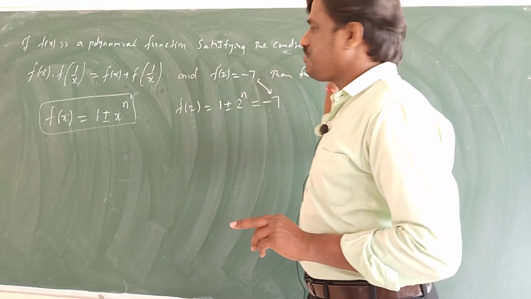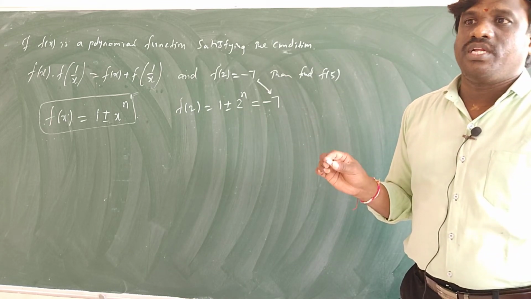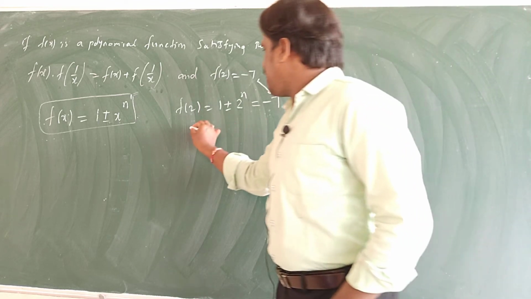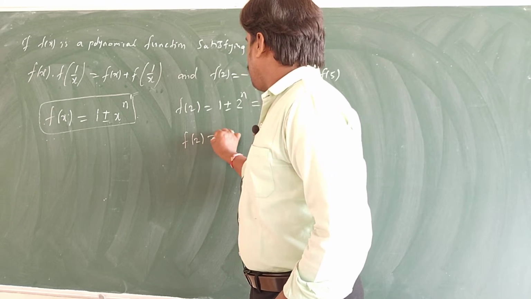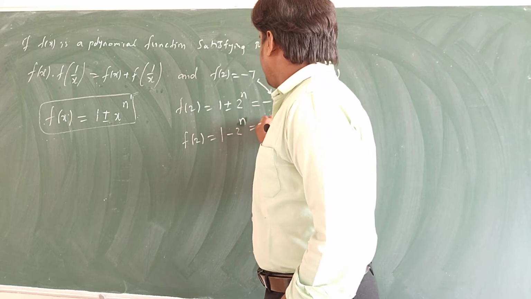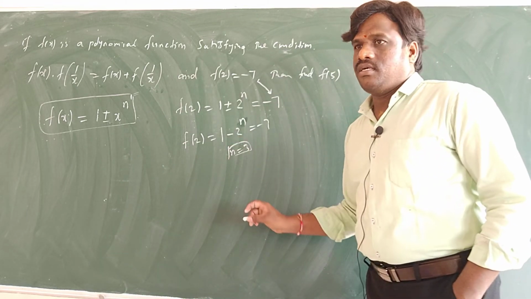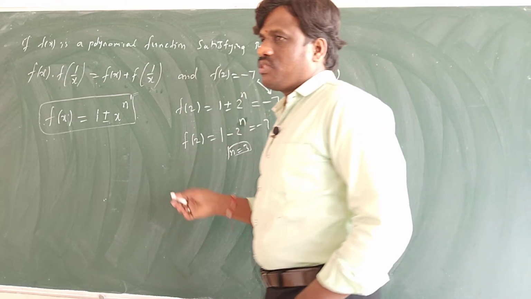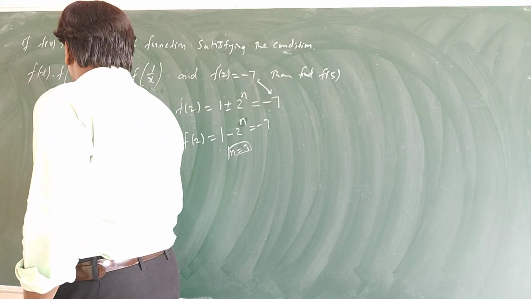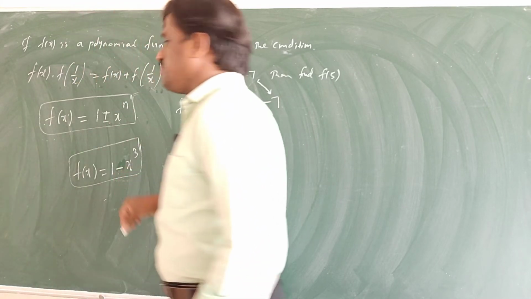So 1 ± 2^n is equal to how much? Minus 7. Right? So now tell me, what can n be? You need to find n. 3. So here can I write this as f(2) = 1 - 2^3? So only then n should be 3, then this is the correct form and it should be minus. So I identified the n value. So the function will be what, tell me? f(x) = 1 - x^3 is the required function.